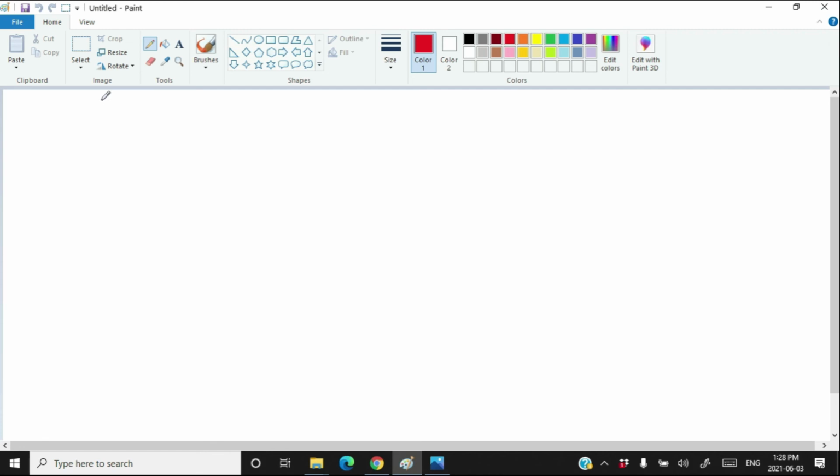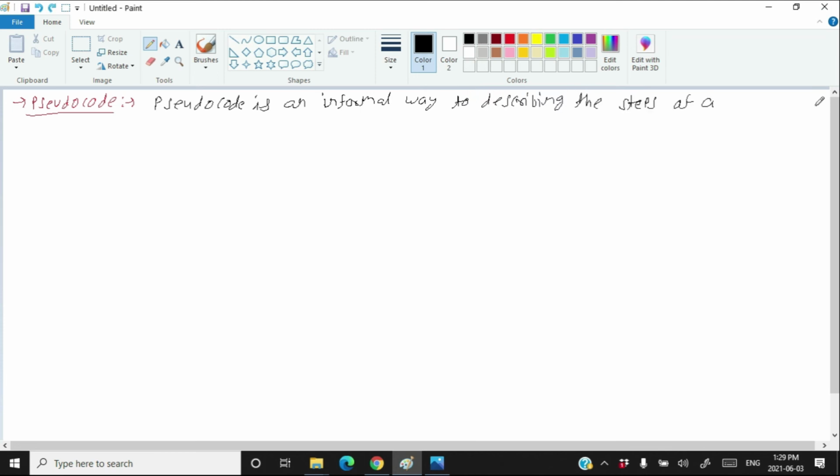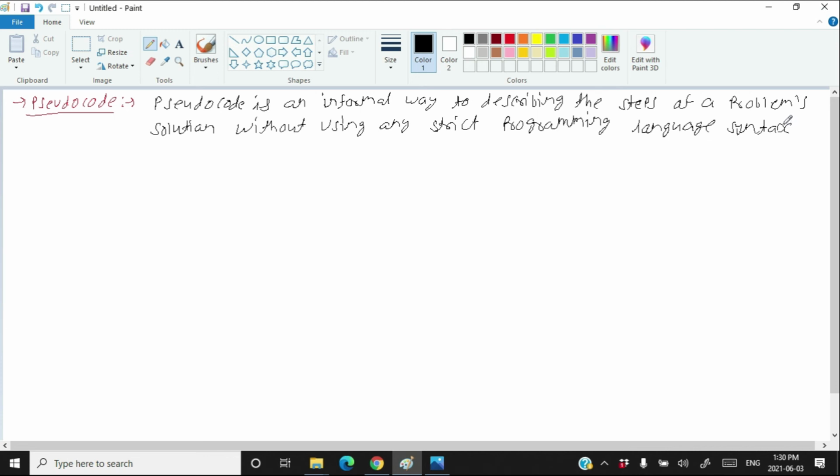The other topic we are going to start is pseudocode. What is pseudocode? Pseudocode is an informal language. Pseudocode is an informal way of describing the steps of a problem's solution without using any strict programming language syntax or underlying technology considerations.